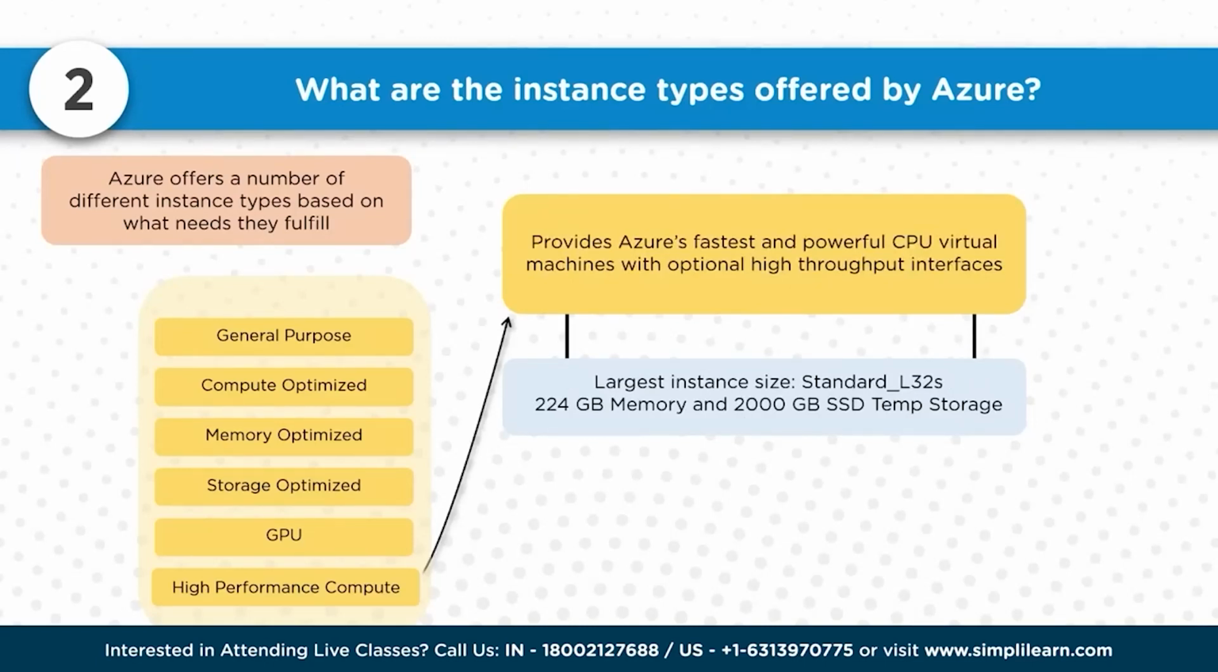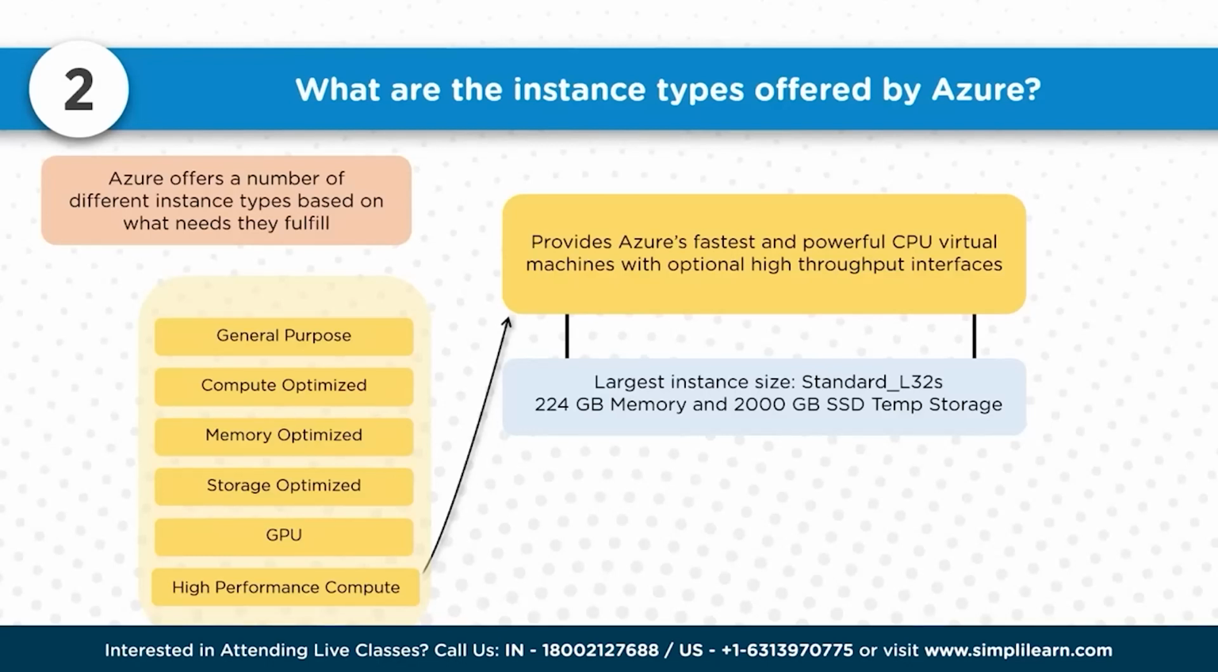And the last but not the least, but the best, is high performance compute, or Azure H series virtual machines. Now, they are the latest in high performance computing VMs and are aimed to handle workloads like batch processing, analytics, molecular modeling, and fluid dynamics. A lot of complicated applications run on this VM. And this is the fastest and most powerful CPU virtual machine with optional high throughput interfaces.